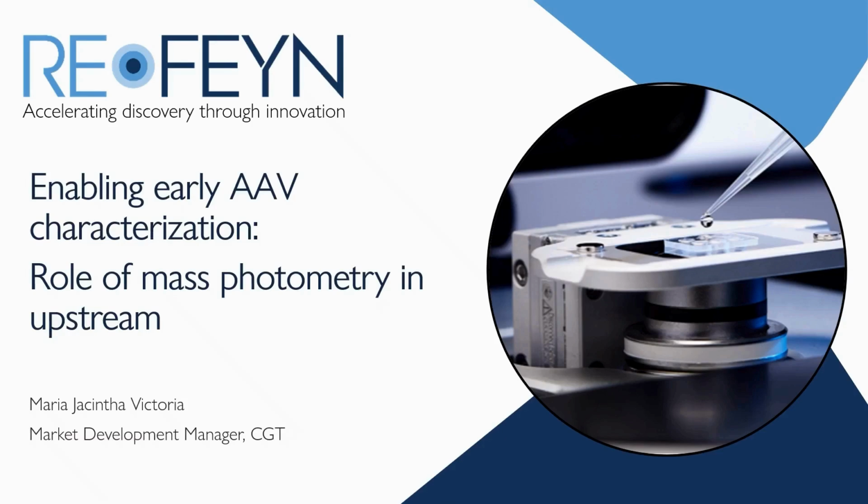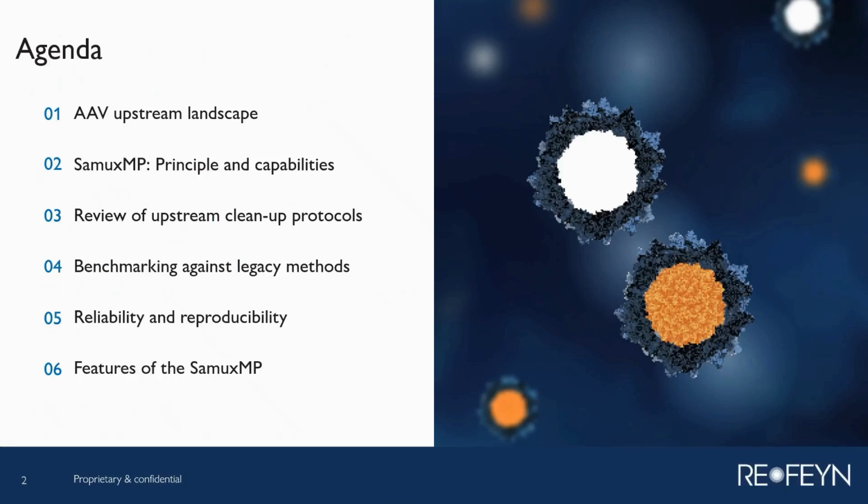And for today's presentation, I would like to talk about the criticality of early characterization of AAV product and how mass photometry plays a key role in facilitating it in upstream processing. As part of this presentation, I would like to touch on the different upstream cleanup protocols available in the market, and case studies done by our industry partners where they couple these protocols together with mass photometry to enable data-driven decisions taken at the early stage in process development.